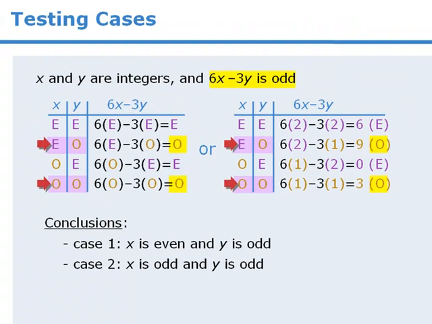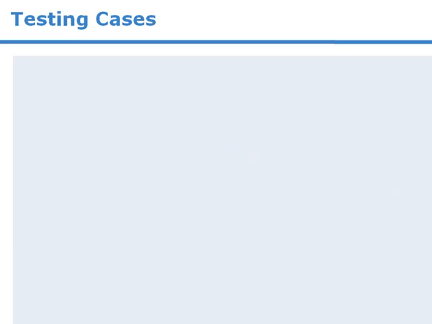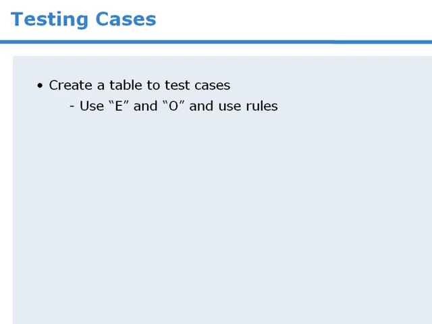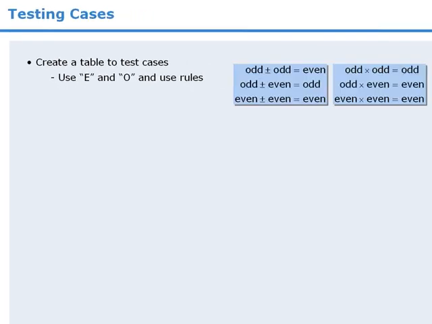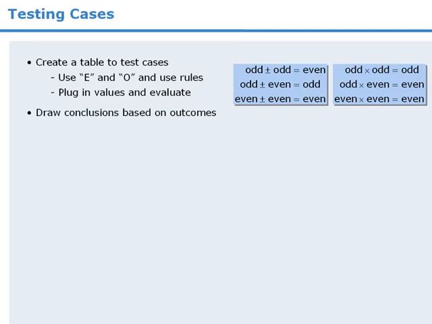Okay, as you can see, we now have a systematic technique for drawing conclusions about expressions involving even and odd numbers. So when you encounter a question involving even and odd numbers, consider creating a table to test the various cases. If you use a table, you can use E's and O's to represent even and odd numbers, and then apply the following rules. Or you can plug even and odd numbers into the expression, and then evaluate the expression. Finally, once you've tested each case, you can draw conclusions based on the various outcomes.